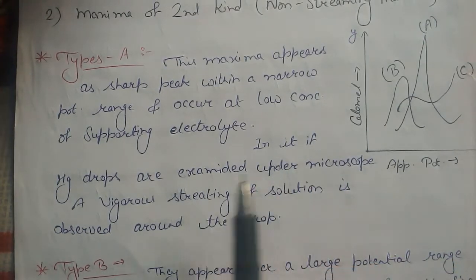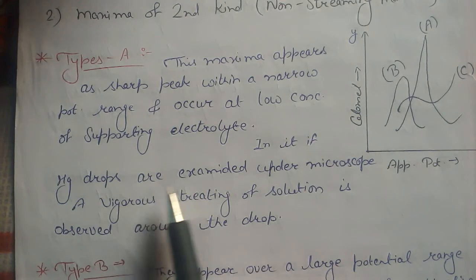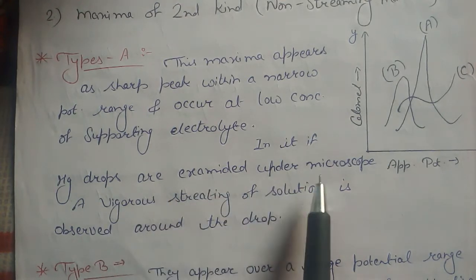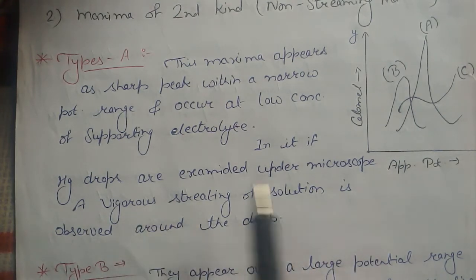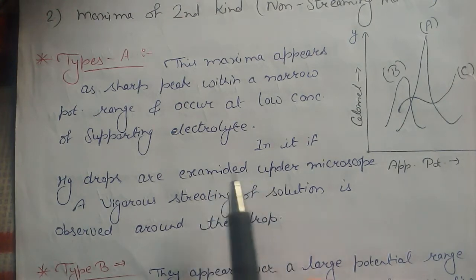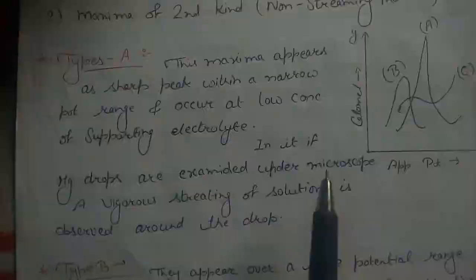If mercury drops are examined under a microscope, a vigorous streaming of solution is observed around the drop. That means a streaming formation will be observed when we observe it with the help of a microscope, right?